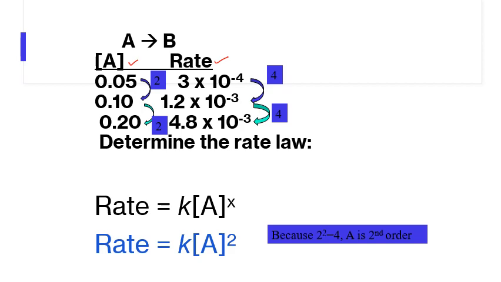So what will be the unit here? Let us try to find the unit of K. Since it is second order, the unit of K will be 1 divided by M to the power 2 minus 1 second. That means 1 divided by M second. So it will be M inverse second inverse.